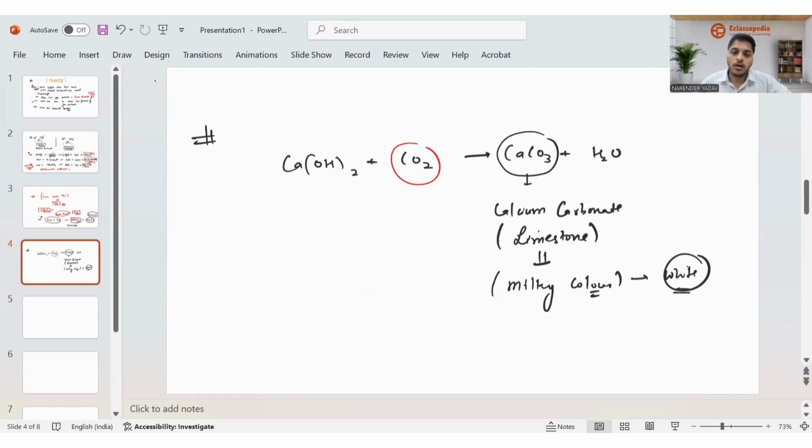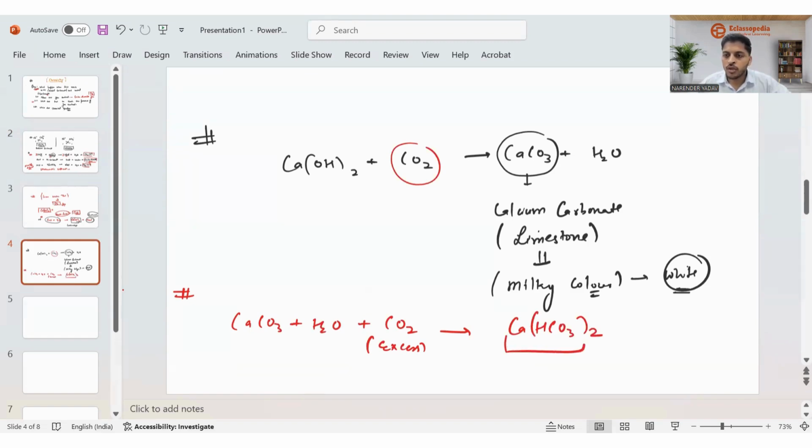Now the question may ask: once the milky color has appeared, if you do not stop the process and keep passing CO2 in excess, then what will happen? The milky solution, when you keep passing CO2 in excess, will form a new product, that is Ca(HCO3)2. This is calcium hydrogen carbonate.